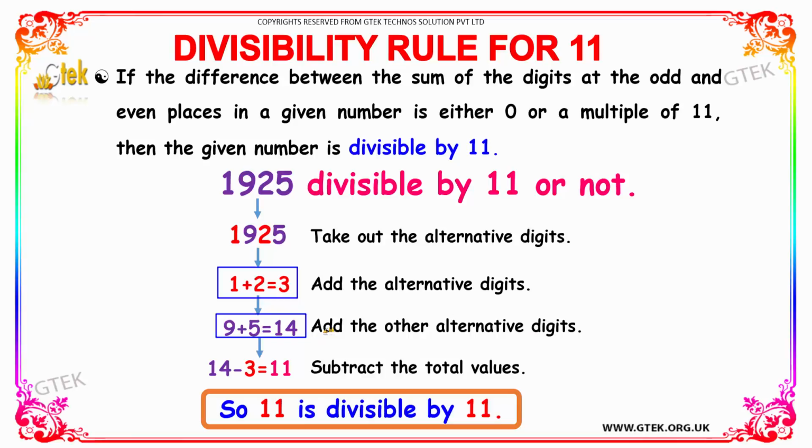Next we have to find the difference between the sums of the digits. So the difference between the sums of the alternate digits is 14 minus 3, which is equal to 11. It is a multiple of 11. Hence, the number 1925 is divisible by 11.